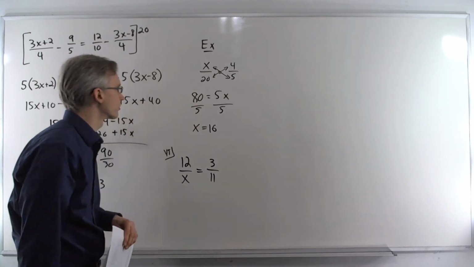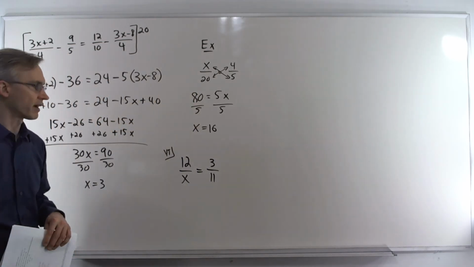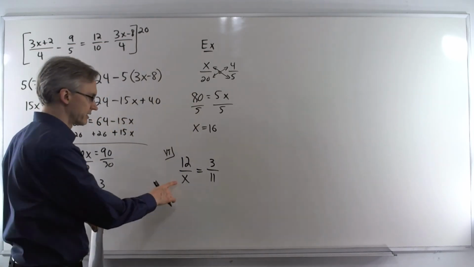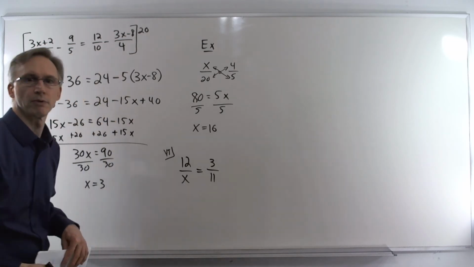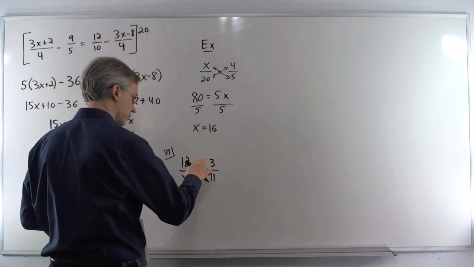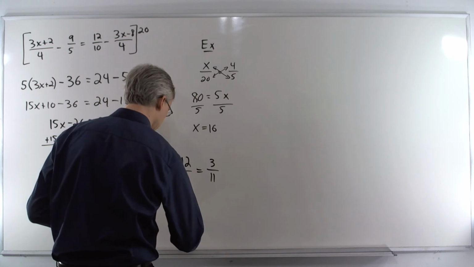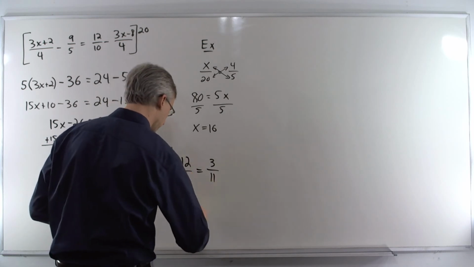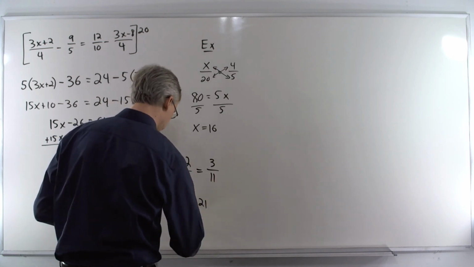12 over x equals 3 over 11. So you've got the x in a different position here. It's in the denominator. But since we're cross multiplying, it doesn't matter. So multiplying this way, we get 3x. And multiplying this way, we get 132.